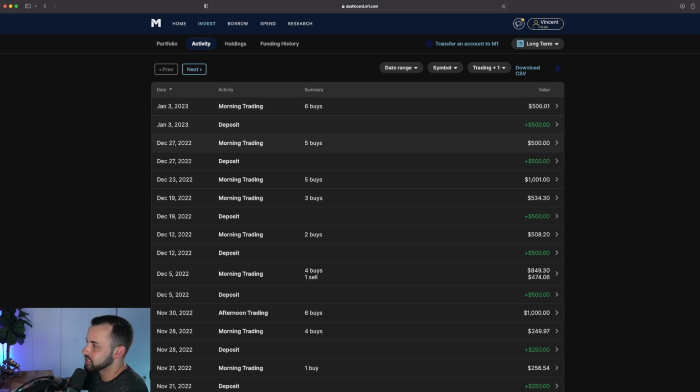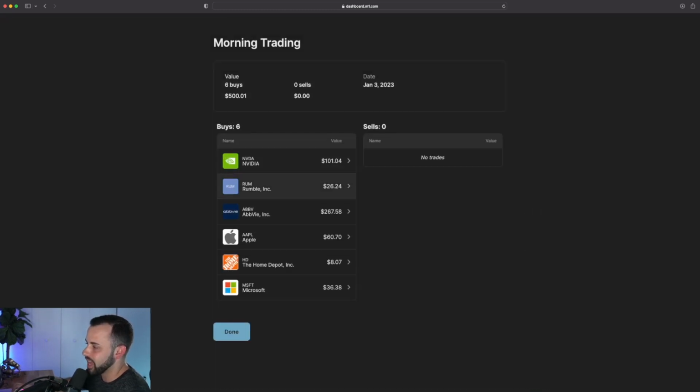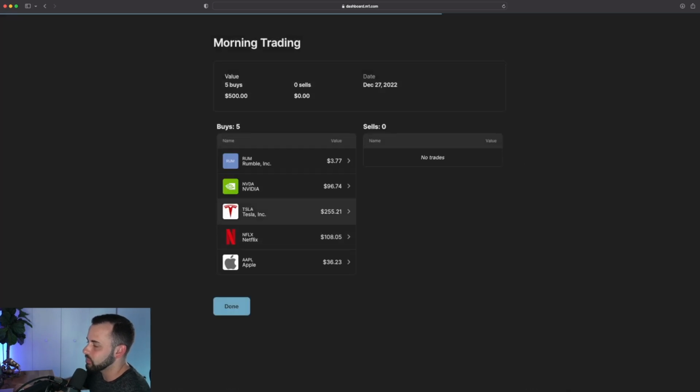So if I go back to the top and I include the trading filter, you can see here is where M1 makes its purchases. So today it had 5-6 buys. It bought Nvidia, Rumble, AbbVie, Apple, Home Depot, and Microsoft. I can go back to the 27th. I bought Rumble, Nvidia, Tesla, Netflix, and Apple.